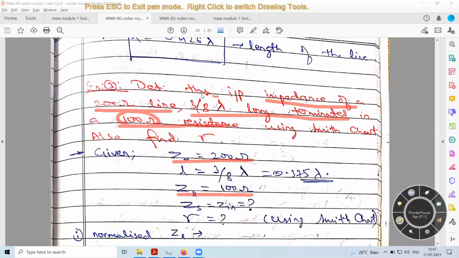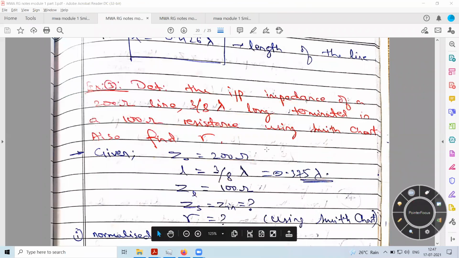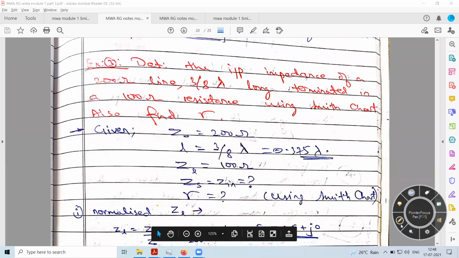And this parameter he has specified is the length, which is 3 by 8 times lambda. If I simplify it, it is 0.375 times lambda. So when I consider L by lambda, it will be 0.375. Now we need to identify the input impedance and the reflection coefficient. So what's the first thing we have to do?